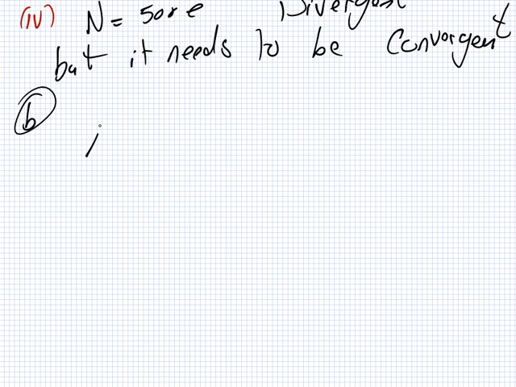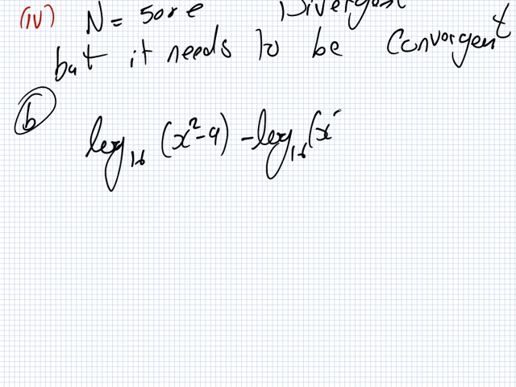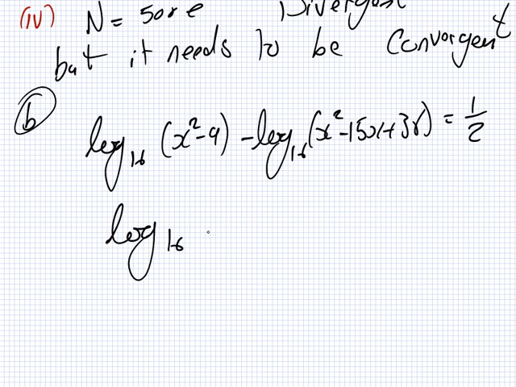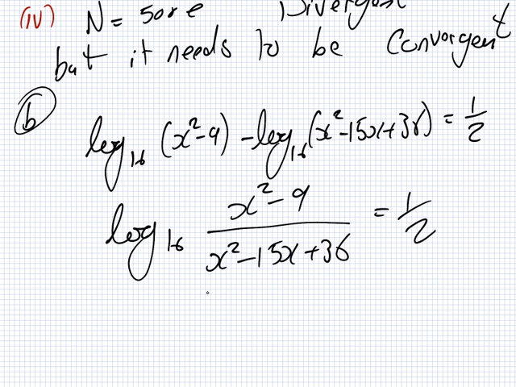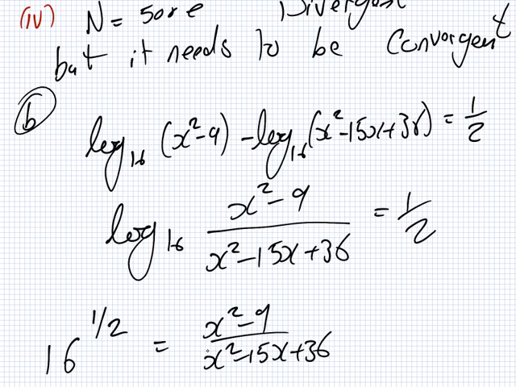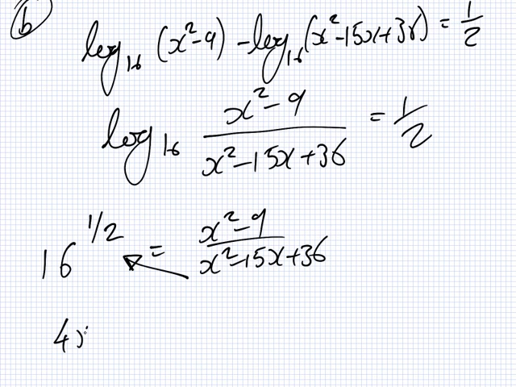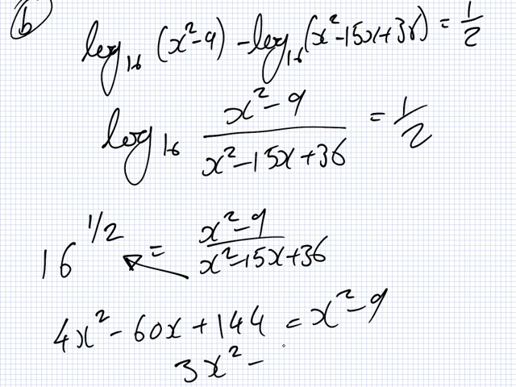Okay, B. Log base 16 of (x squared minus 9), minus log base 16 of (x squared minus 15x plus 36), equals a half. Okay, what should I do first? Combine it. How? What rule? Okay. Now what's next? Well, we can say 16 to the power of a half. What is 16 to the power of a half? 4. It's 4, isn't it? So if I bring this up here, we get 4x squared minus 60x plus 144 equals x squared minus 9. 3x squared minus 60x plus 135. Right?